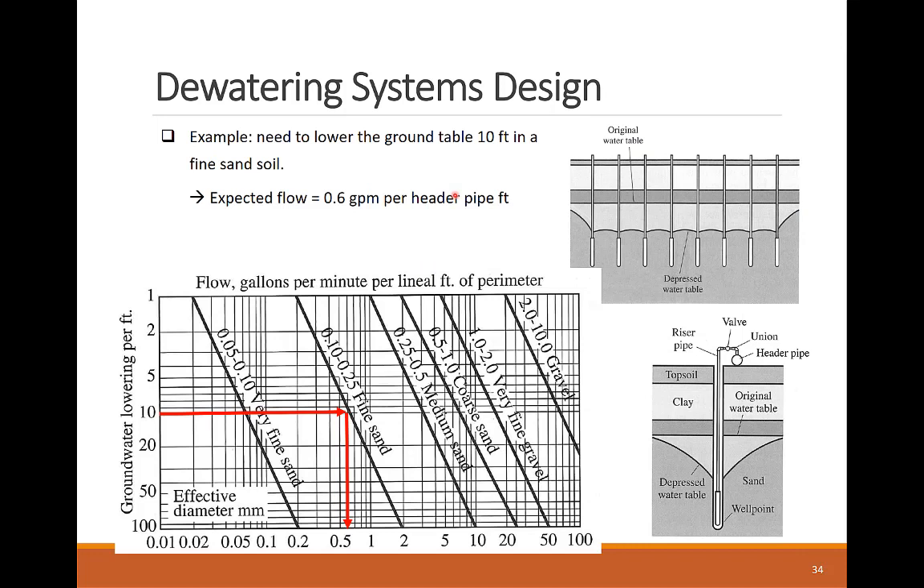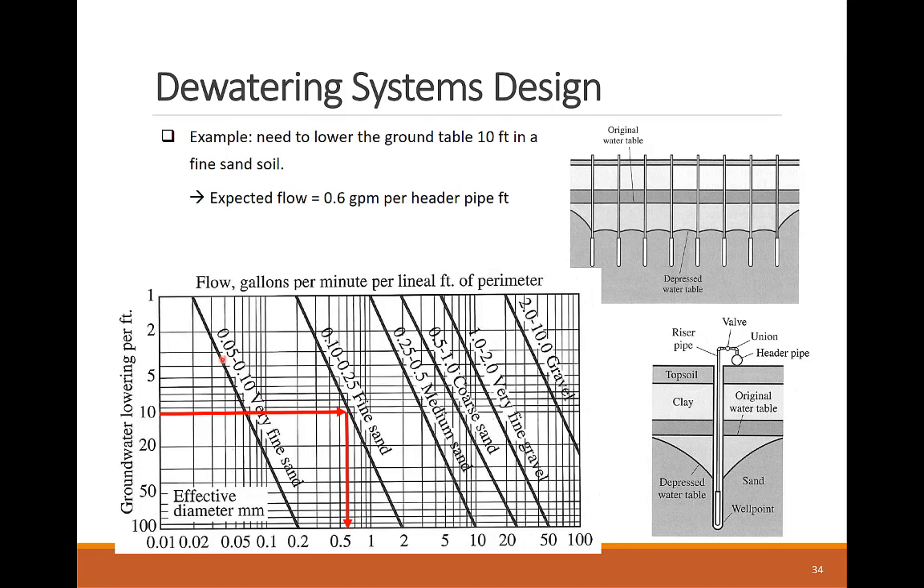By dewatering and sucking the water from each well, the groundwater table is lowered from its original level and follows a depressed water table profile. The capacity of the well point system is dependent on many factors, including the soil permeability and the required level of groundwater level lowering. The shown graph provides some guidance in estimating the achievable pumping rate, considering the water lowering requirement, the vertical axis, and the soil type, the different diagonal axes.